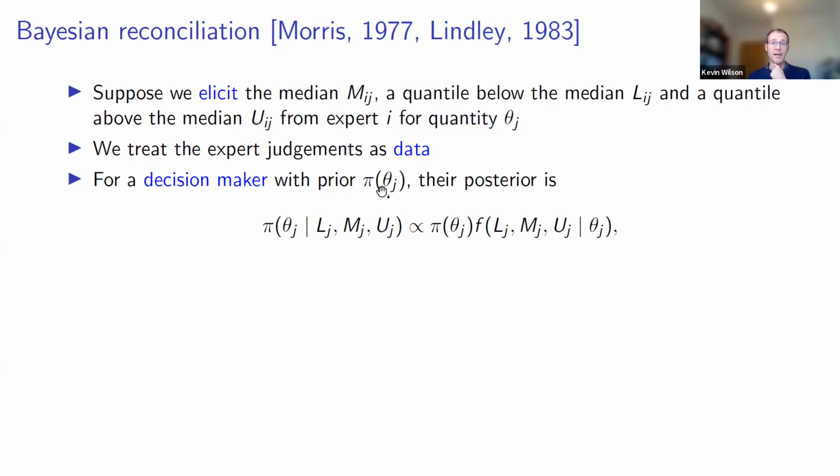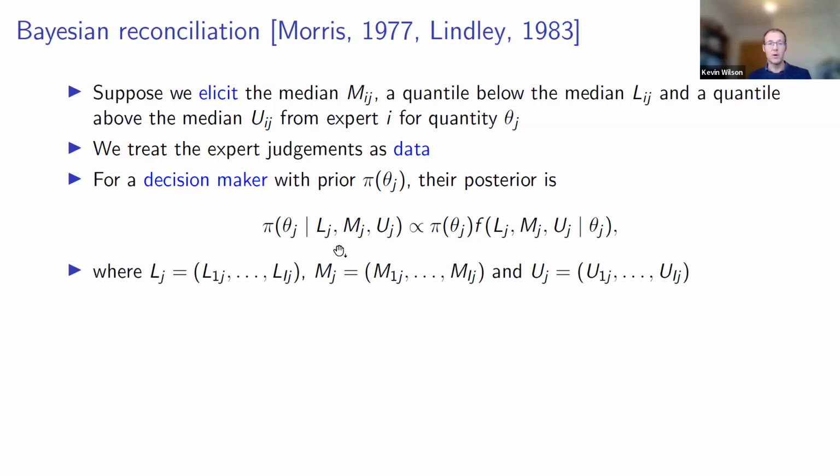And if the decision maker isn't an expert, that could perhaps be something which is relatively flat and not very informative. And then the decision maker is going to observe the vector of lower quantiles, the vector of medians, and the vector of upper quantiles from each of the experts. So the 3 quantities that we've elicited from each of the experts. And by combining the decision maker's prior distribution with the likelihood of observing these 3 different things, given by this term here, we can then update the decision maker's beliefs about the quantity of interest and get the decision maker's posterior distribution.